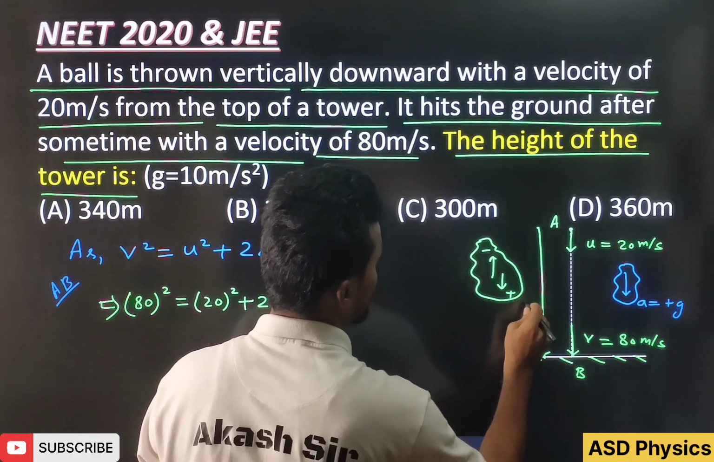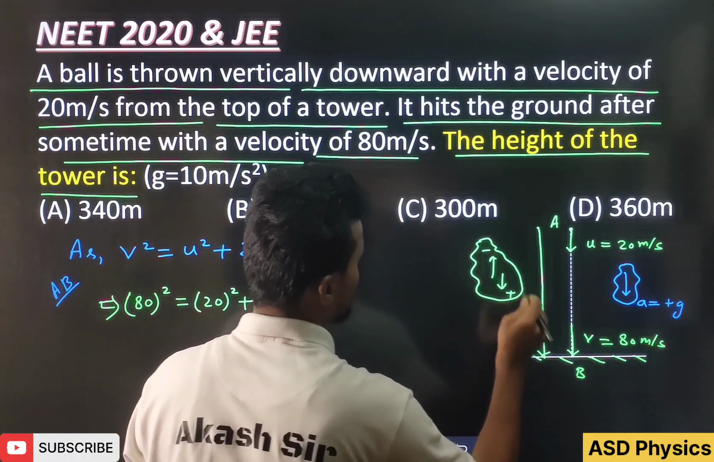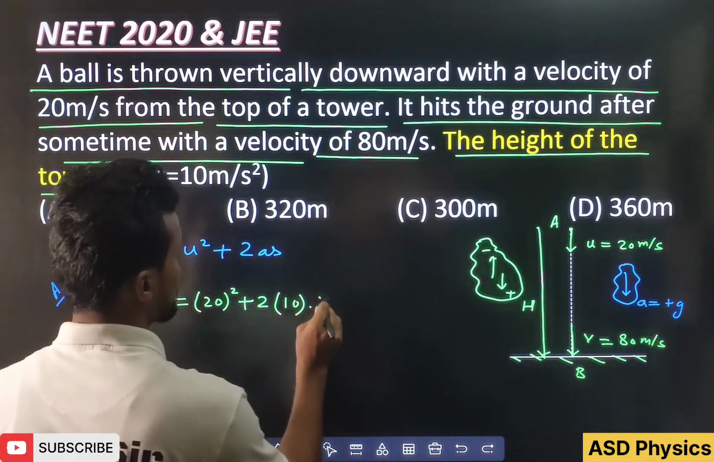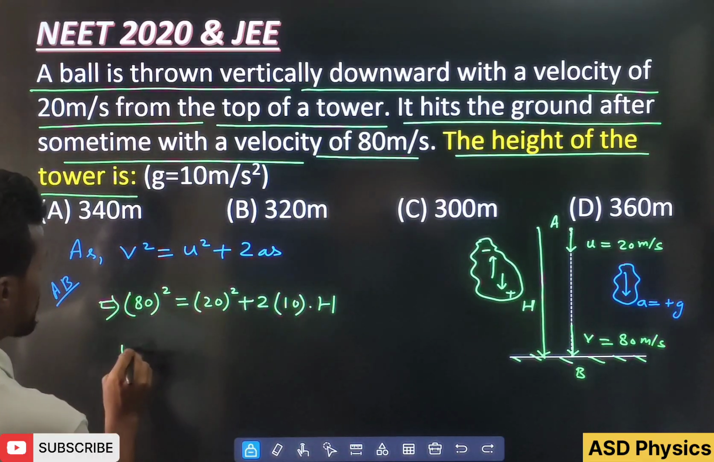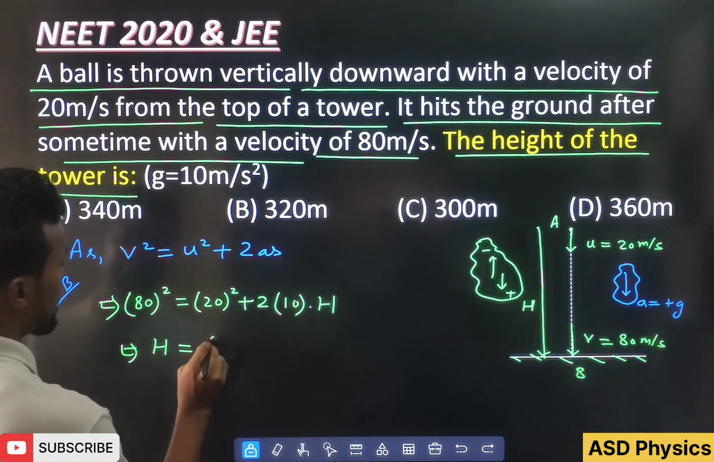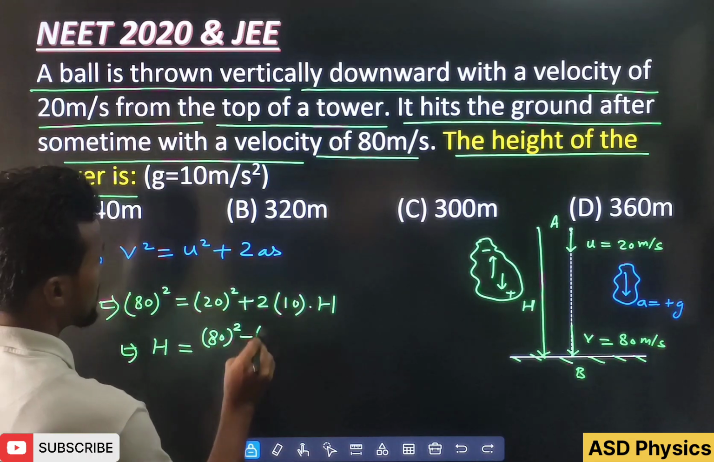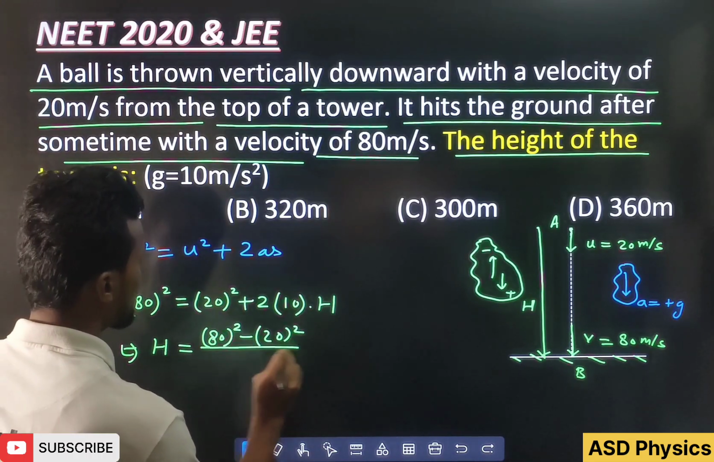And let's take this height as H, capital H. Okay, so when you simplify this, what will come here? H will be 80 square minus 20 square by 20.